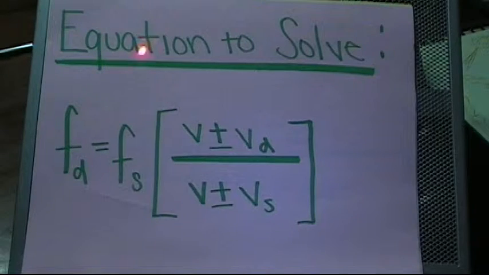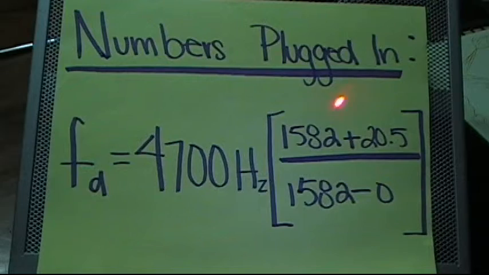Our equation to solve is f of d equals f of s times v plus or minus v of d over v plus or minus v of s. It's plugged in: f of d equals 4,700 hertz times 1,582 plus 20.5 divided by 1,582 minus 0. For the numerator, you add because the boat is going towards the submarine, and for the denominator, you subtract because it's also going towards the submarine.